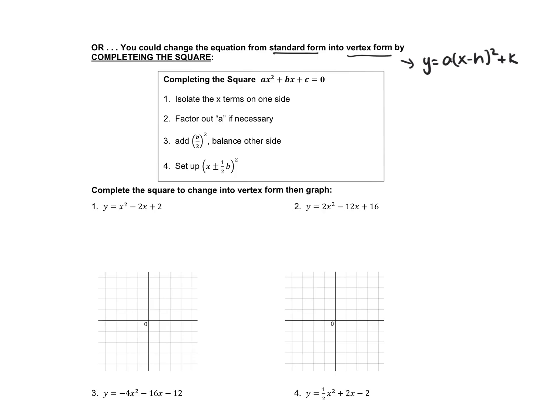You might want to get extra paper out if you need to, because it will not fit in your book in that area, or get a whiteboard if you have something like that. We're going to complete the square to change them to vertex form. So we have these steps.